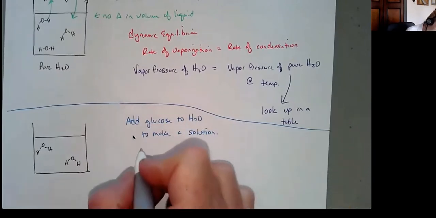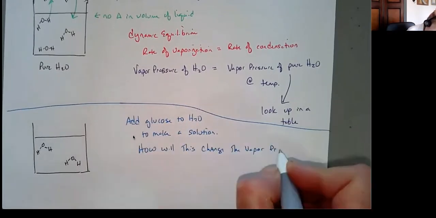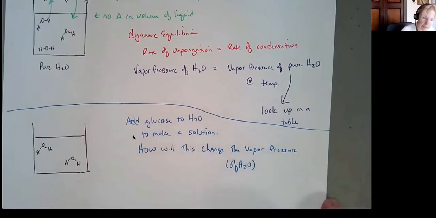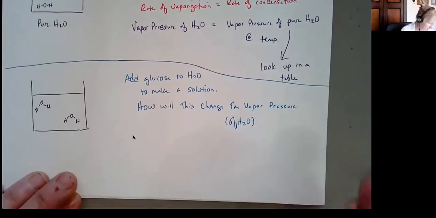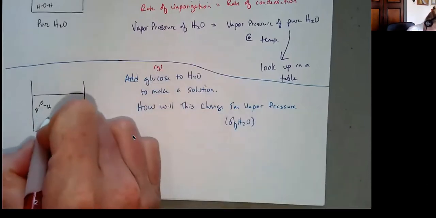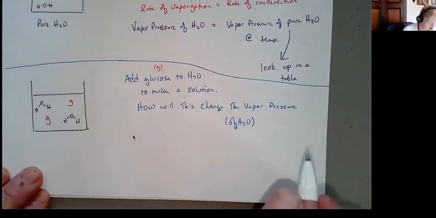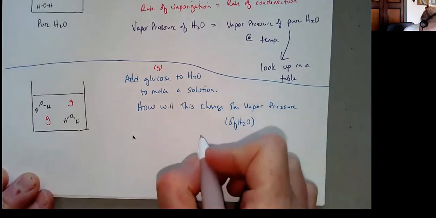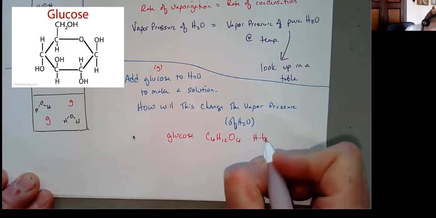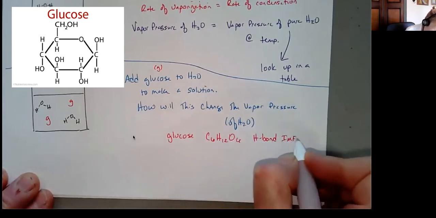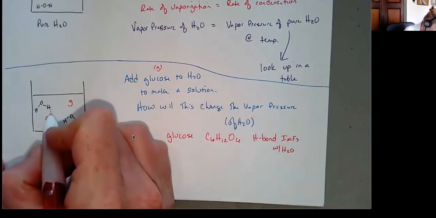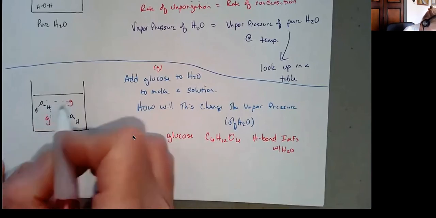And I want to look at how this is going to change the vapor pressure. I'm looking at the vapor pressure of water because glucose is a solid and it's not going to contribute to the vapor pressure. So I'm going to add glucose to this, and I'm just going to represent glucose as G. I'm going to start adding some glucose molecules in here. Glucose is a polar molecule, C6H12O6, and it's going to form hydrogen bonding intermolecular forces with water. Add glucose in, it's going to go into solution and form these intermolecular forces with water, hydrogen bonding.